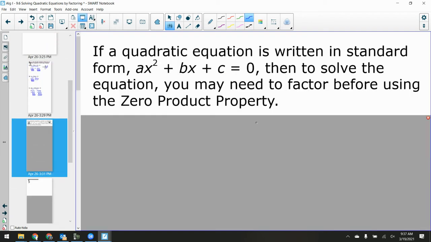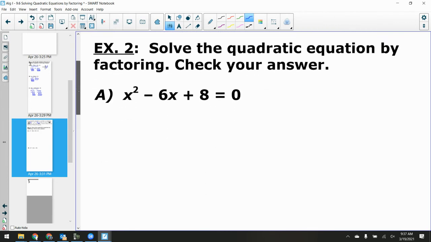If a quadratic equation is written in standard form, and again, it's got to be in standard form where this is equal to 0, then to solve the equation, we may need to factor before using that zero product property. Here's what I mean. You got to remember the flow chart. You got to remember what to do, how to factor. Solve the quadratic equation by factoring. What's the first step? What should I always do first?